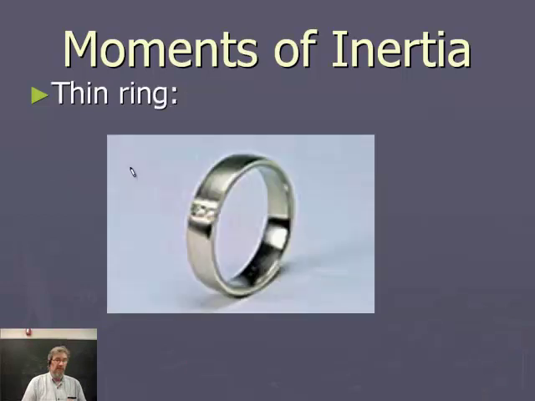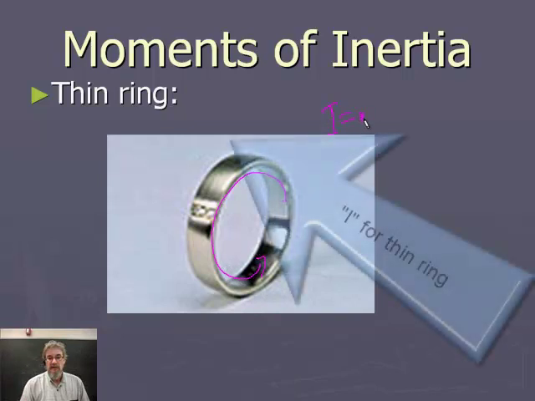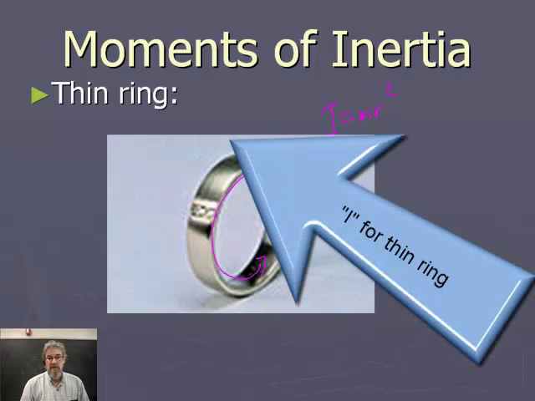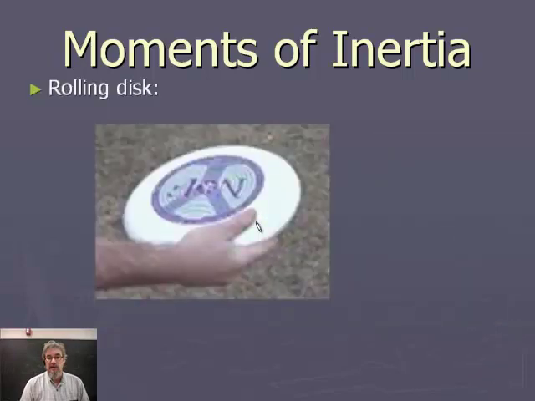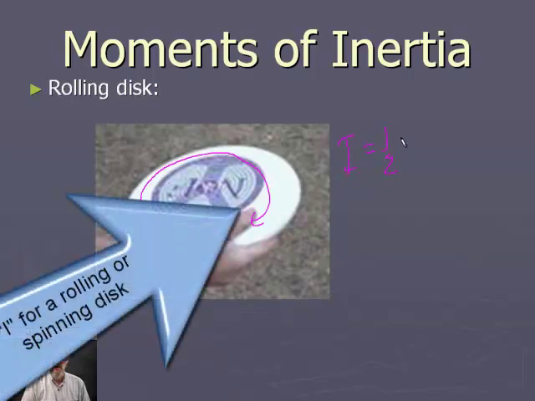Here's another common situation, a thin ring that's rolling or that's spinning. So it's going around like this, a thin ring. Well, here's what I is for that. It's identical, mr squared. So this is just like a lot of little point masses on massless rods. So same I for that kind of an object. Another one is a rolling or spinning disk. So you have this disk and it's going in this direction, spinning around and around. For an object like this, I turns out to be 1/2 mr squared. That's I for a rolling disk or a spinning disk.